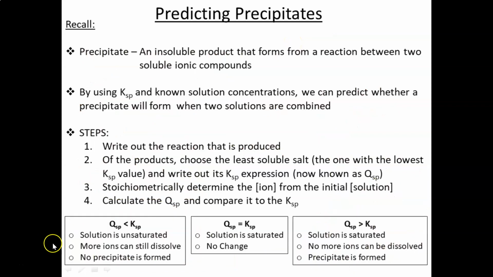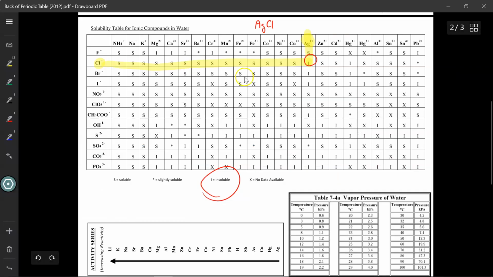Alright, so now that we have an understanding of the common ion effect, we can start to predict whether a precipitate will actually form. So if you recall, a precipitate is an insoluble product that forms from a reaction between two soluble ionic compounds. Now, back in grade 10 and grade 11, you would just use the solubility chart or solubility table to determine whether a precipitate will form.